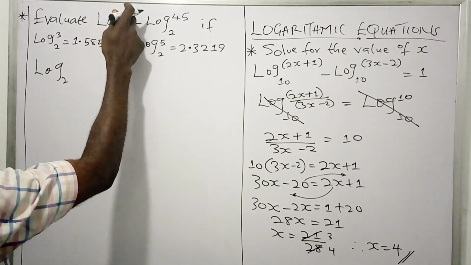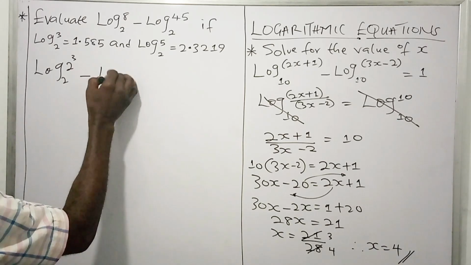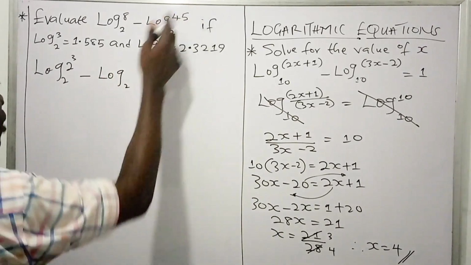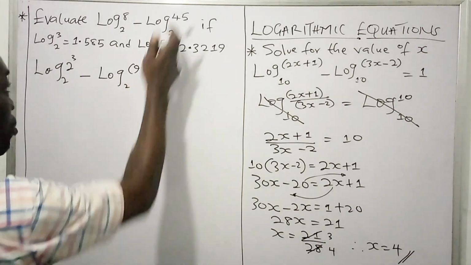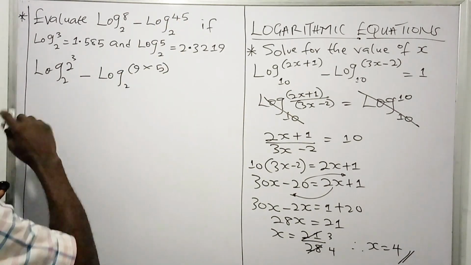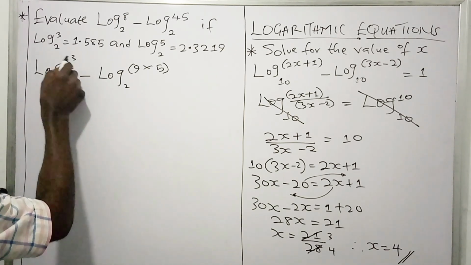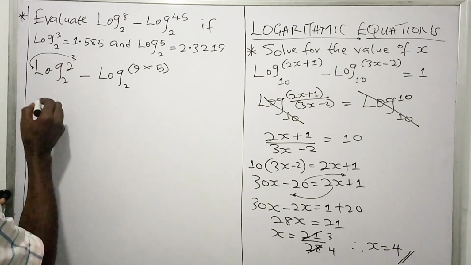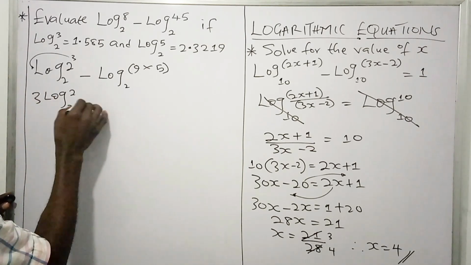If we write the 8 as an index of 2, that will be 2 raised to the power 3, minus log 45, which can be expressed as 9 times 5. 9 times 5 gives us 45. Now, one of the laws of logarithm says that the power will go in front to multiply the log. So that gives us 3 log 2 base 2 minus.